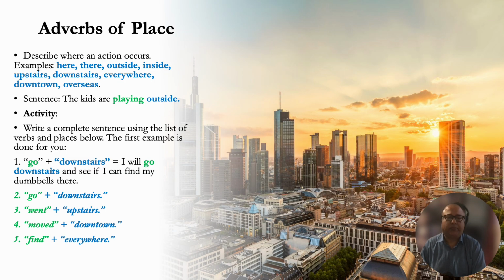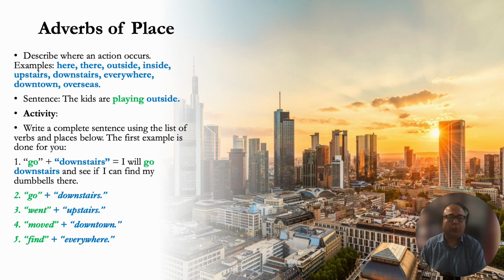The second type of adverbs is adverbs of place. It tells the reader where an action happens, like a place where an action takes place. Examples of places are here, there, outside, downtown, overseas. One sentence with an adverb of place is: The kids are playing outside. Where are they playing? They're playing outside. Okay? So complete the activity below.